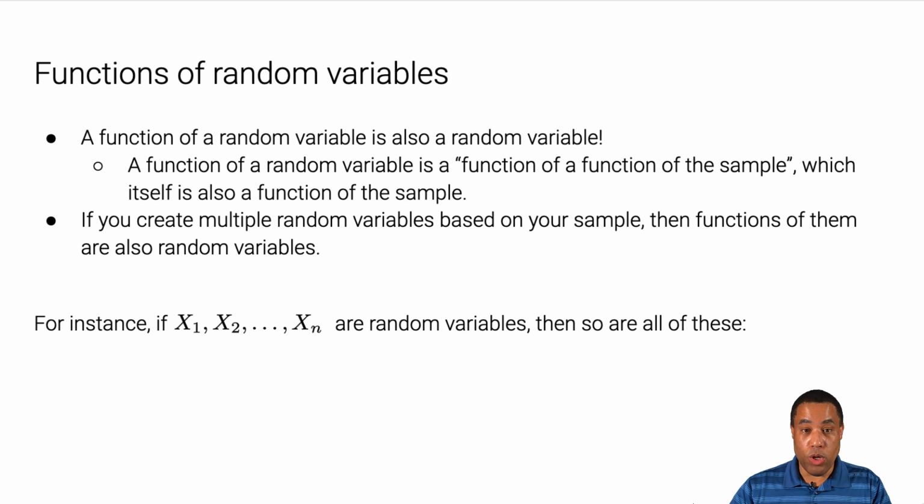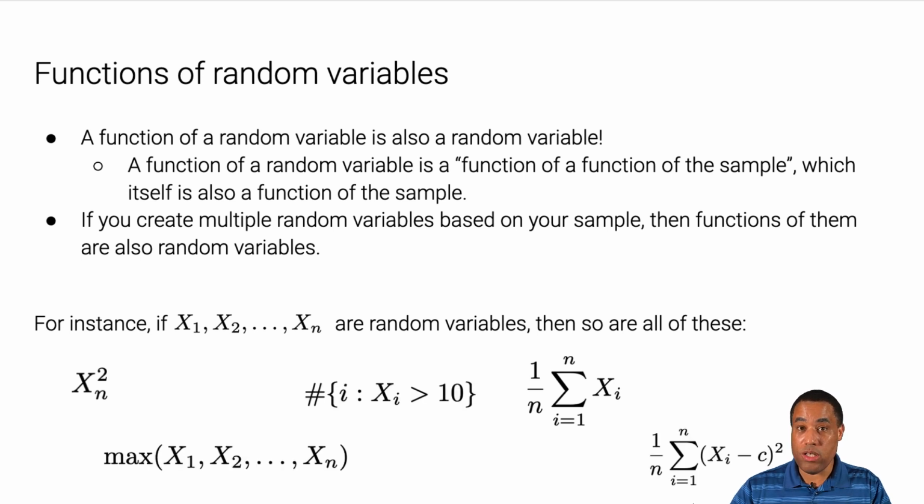Now, if you create multiple random variables based on your sample, then functions of them are also going to be random variables. So as an example, let's say we have X sub 1, X sub 2, all the way up to X sub n. Those are all random variables. So all of these will also be random variables. If we have X sub n squared, that's a random variable. Similarly, if we have the average function, 1 over n times the sum of the X sub i's, that's also going to be a random variable, as will all of these other functions also be random variables.